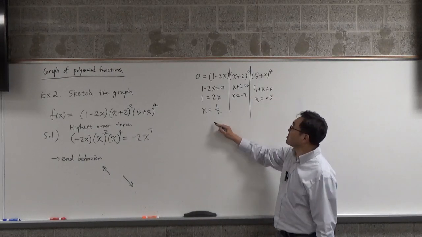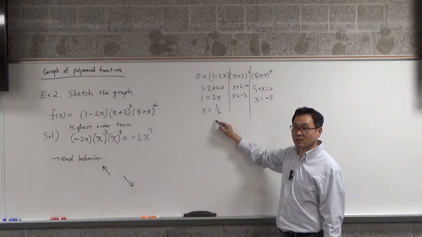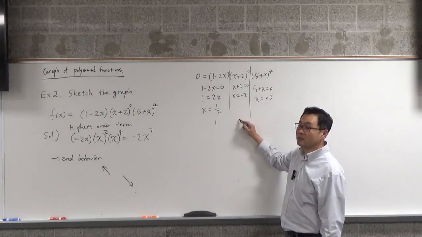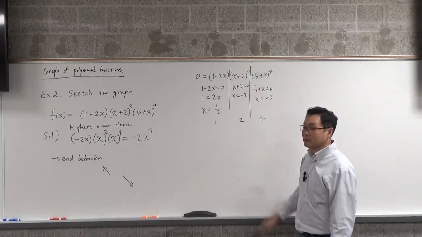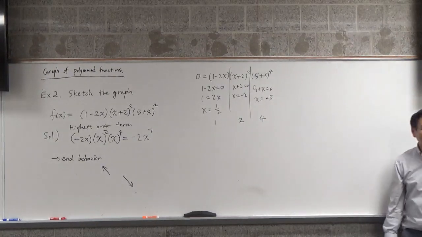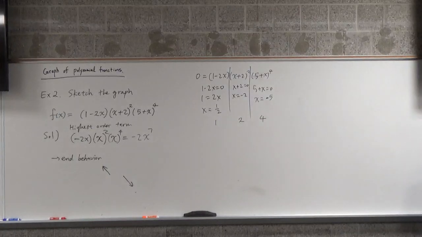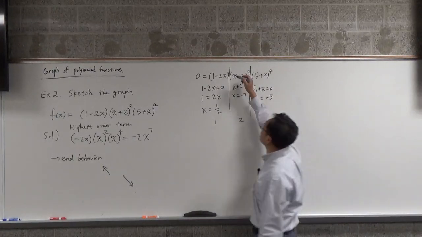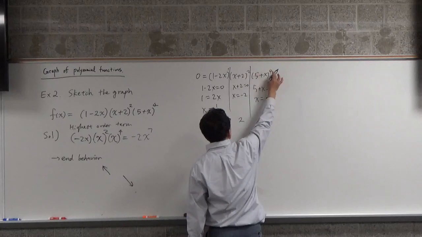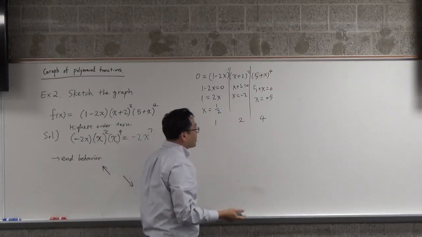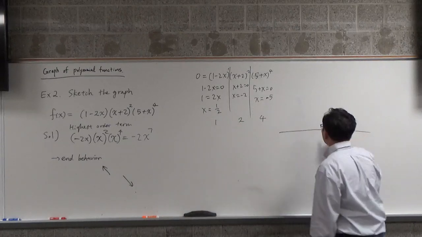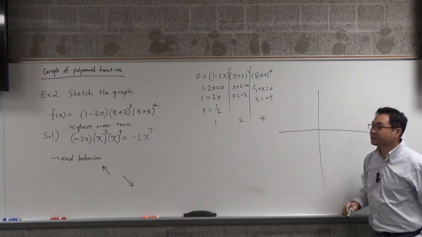Let's write the multiplicities. What's the multiplicity here? 1, 2, 4. Right? You have 1, 2, and 4 as the multiplicities, because it's first power, second power, fourth power. Those are the multiplicities. Okay, so that allows us to draw the graph.